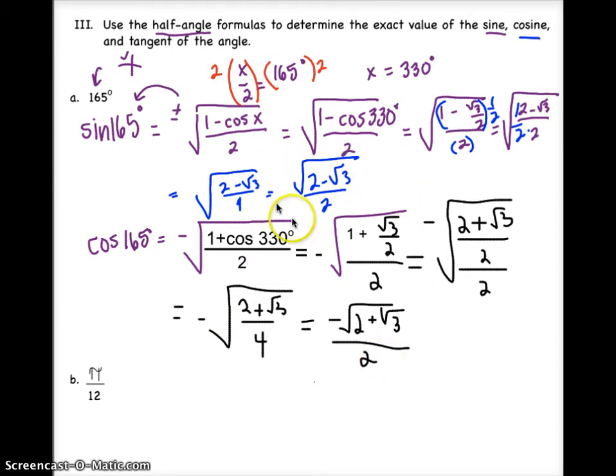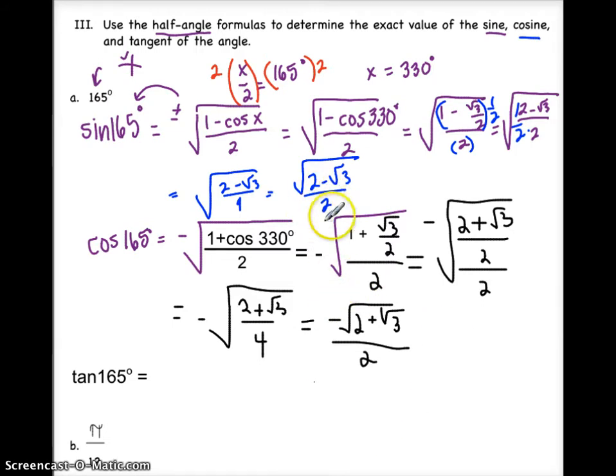So if you compare our sine of 165 and our cosine of 165, there are just a few slight differences. Remember, we can use those to calculate the tangent of 165 degrees. So to find the tangent of 165 degrees, let's use the sine of 165 degrees divided by the cosine of 165 degrees. So the tan of 165 is equivalent to the sine divided by the cosine.